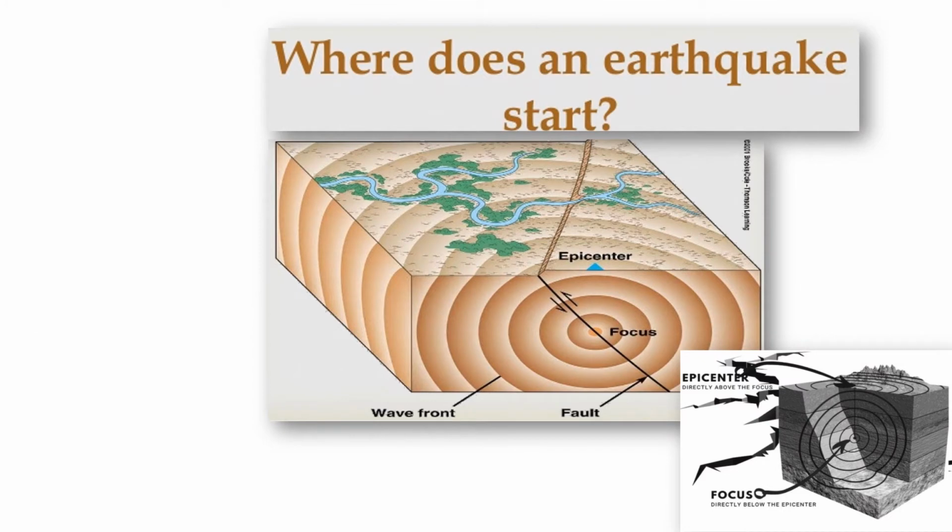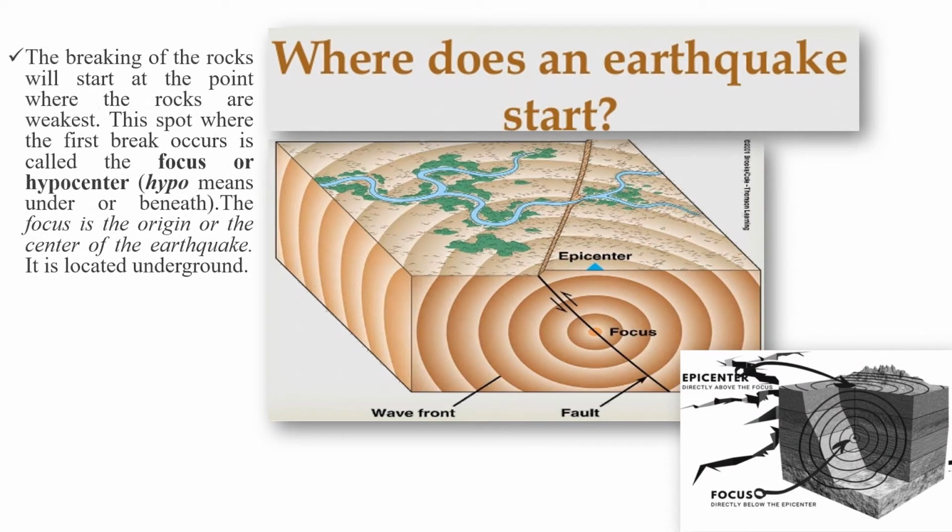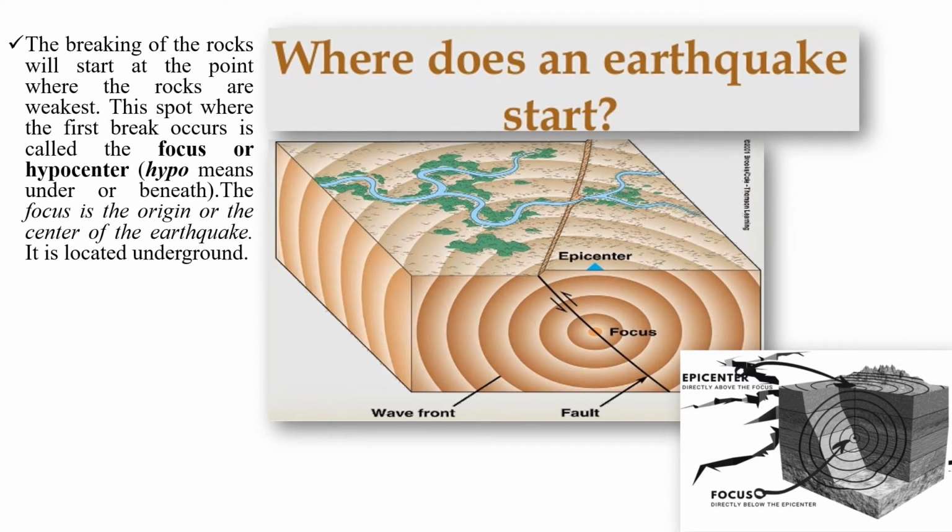Where does an earthquake start? The breaking of the rocks will start at the point where the rocks are weakest. This spot where the first break occurs is called the focus or hypocenter. Hypo means under or beneath. The focus is the origin or the center of the earthquake.